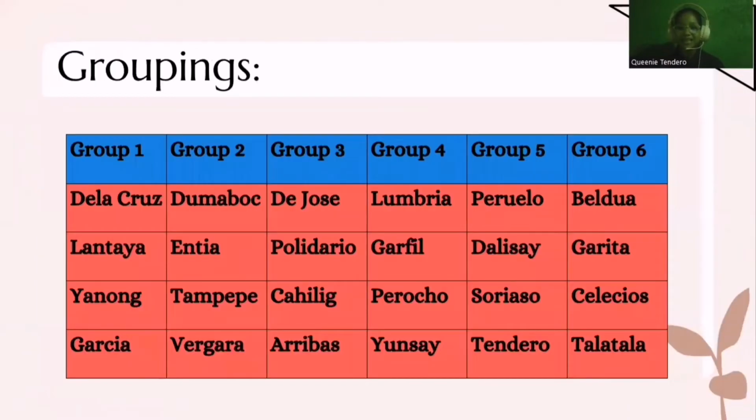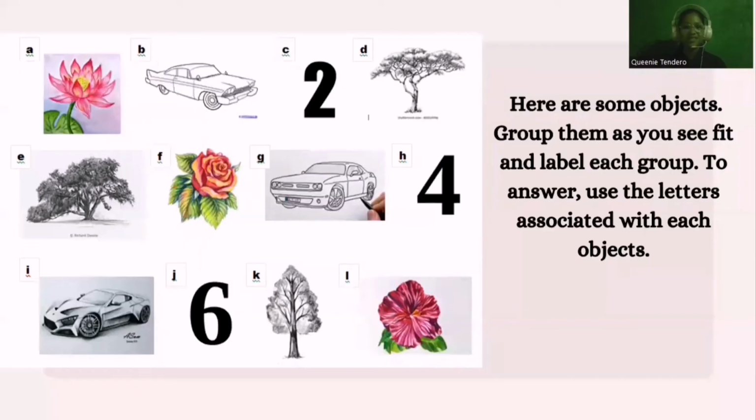With that being said, let's have a small group activity. I have prepared your groups already. Just refer to this table and check your group numbers. As you can see on your screen, we have pictures of different objects. What you're going to do is group them as you see fit and label each group. To answer, use the letters associated with each object. Every group has to choose one leader, and the leader, please send your answers to my messenger account. You can answer this in 5 minutes.